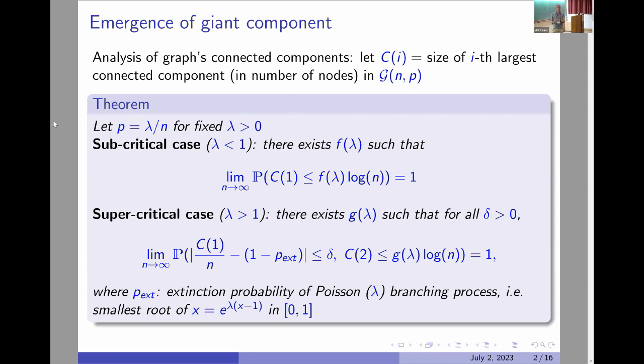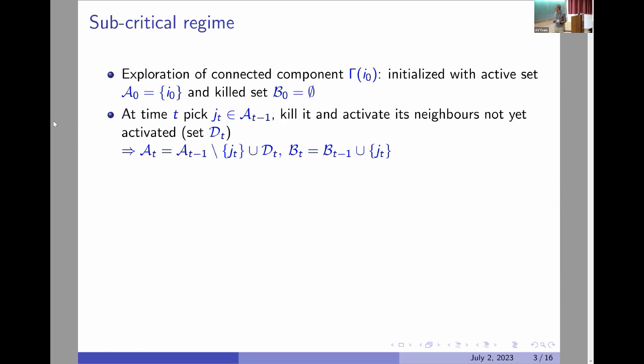So let me perhaps tell you in a few words how one goes about proving the first half. So it is established as follows. You would start from some vertex I naught, and then gradually construct the connected component of I naught. So you have a reservoir of n-1 vertices, and then you say initially my active set is just this I naught.